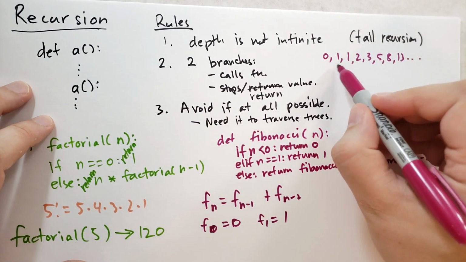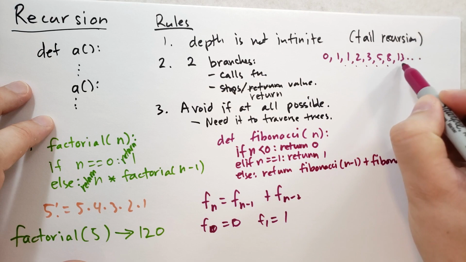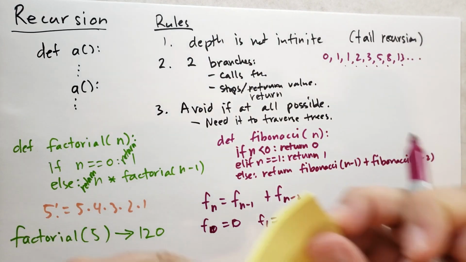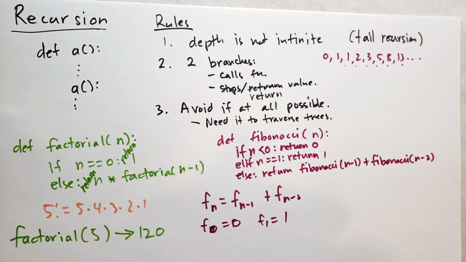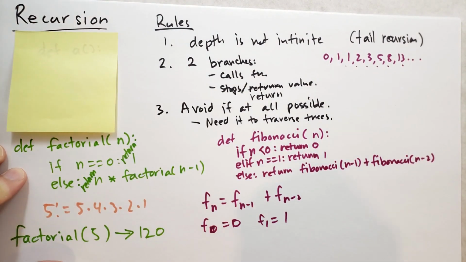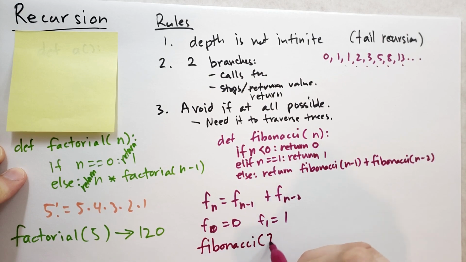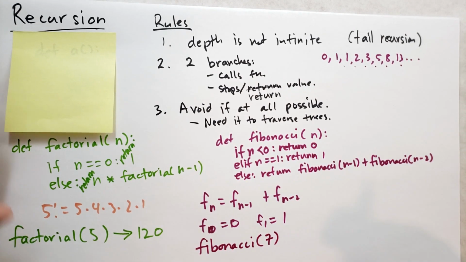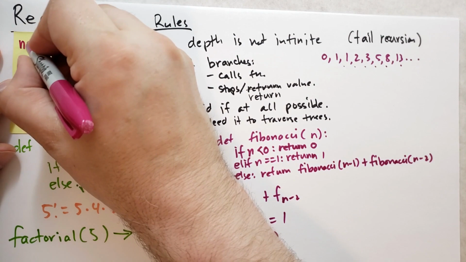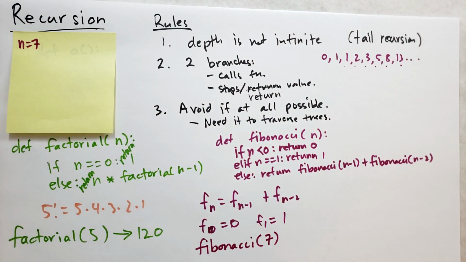Let's see, this is 0, 1, 2, 3, 4, 5, 6, 7. Do I have 7 yellow sticky pads? I do. Let's do it. First call. So we're going to call Fibonacci of 7. Okay, so when we call Fibonacci 7, we get n equals 7 for that call.